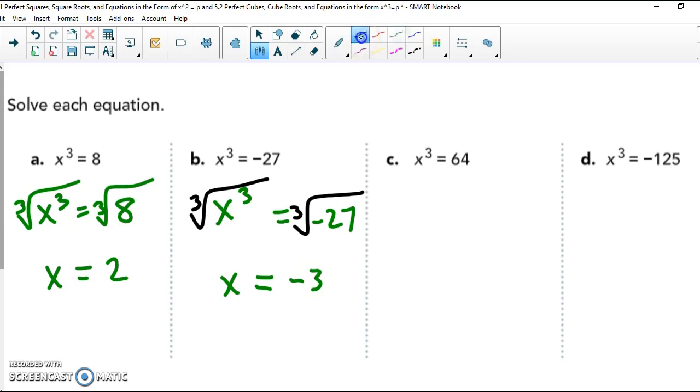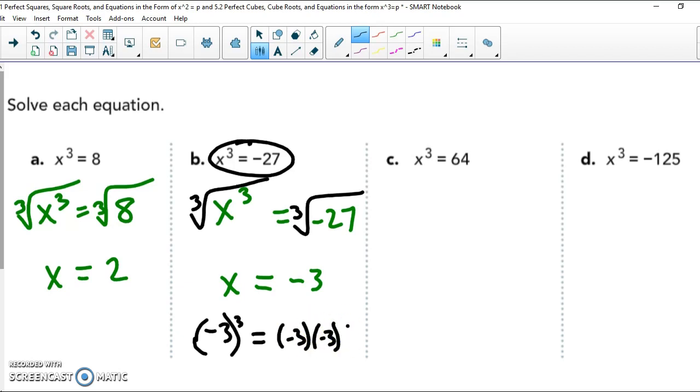And let's check these to make sure that we're doing our work correctly. So if I put negative 3 back into my original equation for x, I need to put it in parentheses because I'm going to cube the negative sign with the 3, and I'm going to make sure that that equals negative 27. Well, that literally means I'm doing negative 3 times negative 3 times negative 3, which does in fact come out to negative 27.